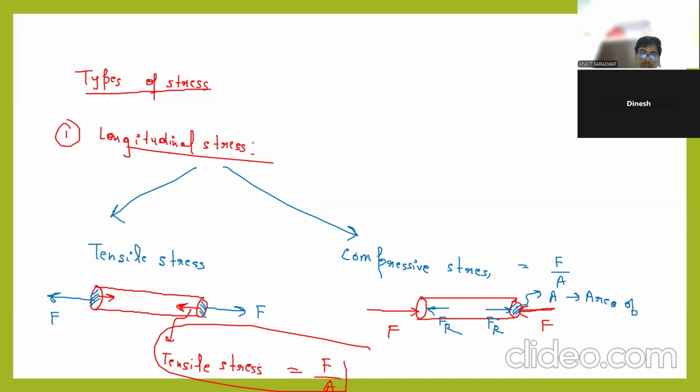So if you elongate any object, then the stress will be longitudinal stress. If you compress, there is a compressive stress. This is the area of cross section. Clear? One is shearing stress. Tangential stress is one more name of the same stress.